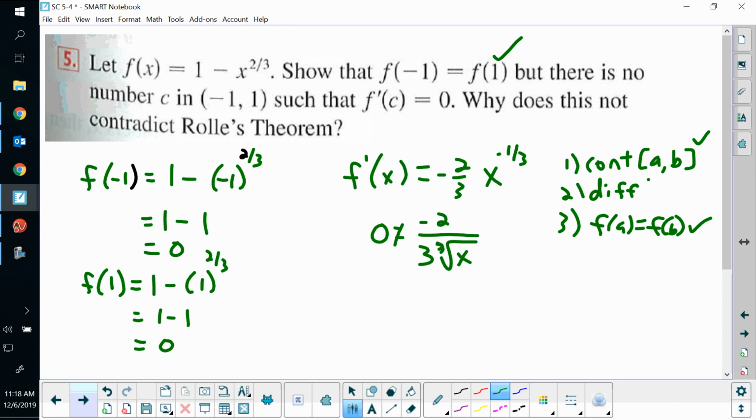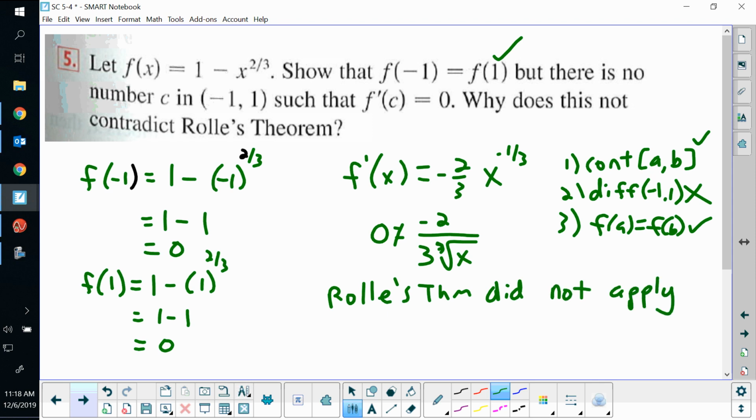So differentiable on the open interval from negative 1 to 1? No, because it is not differentiable at 0. So therefore, Rolle's theorem did not apply. So Rolle's theorem did not apply since f of x is not differentiable on the open interval AB.